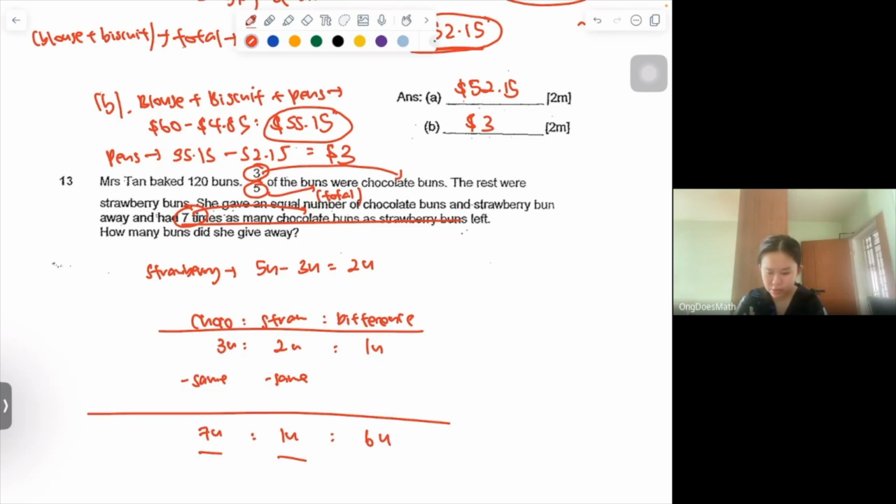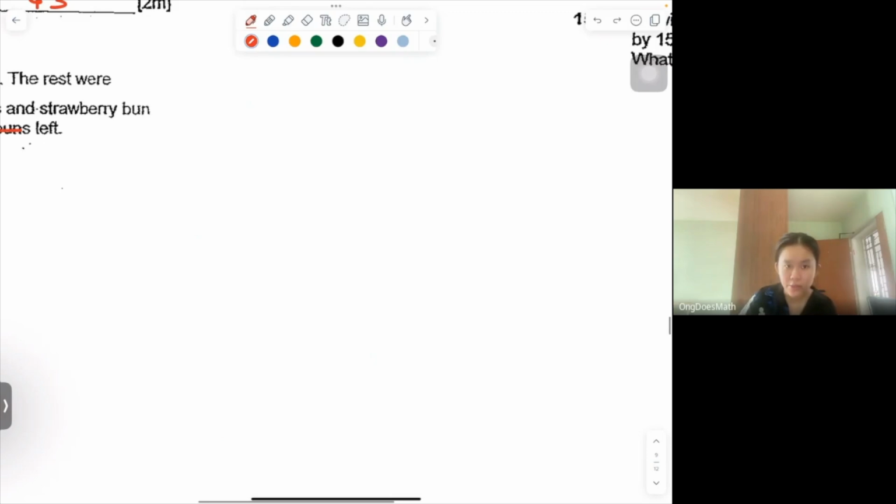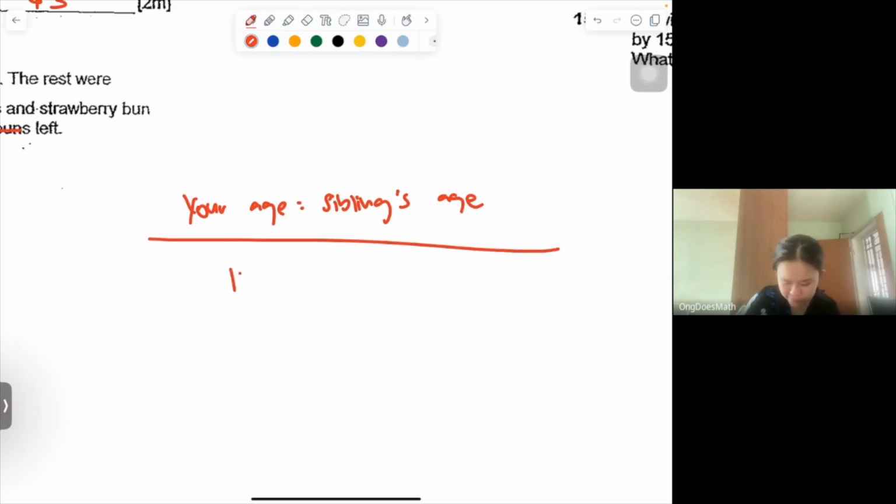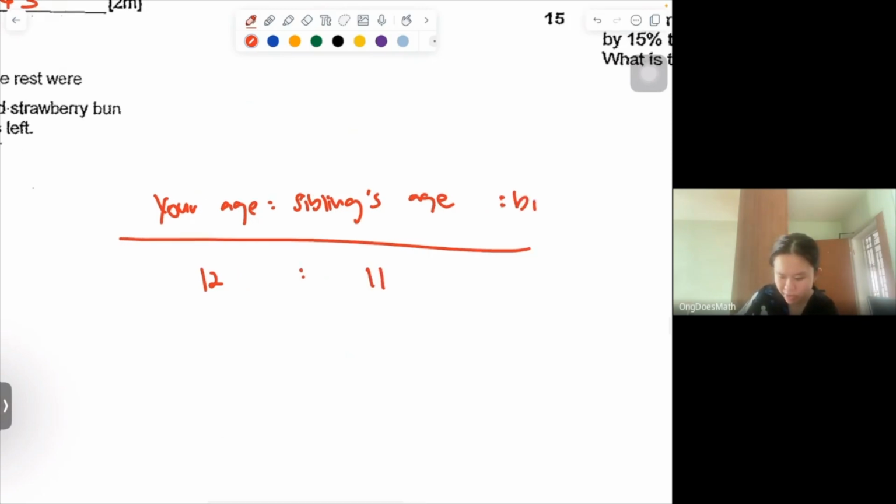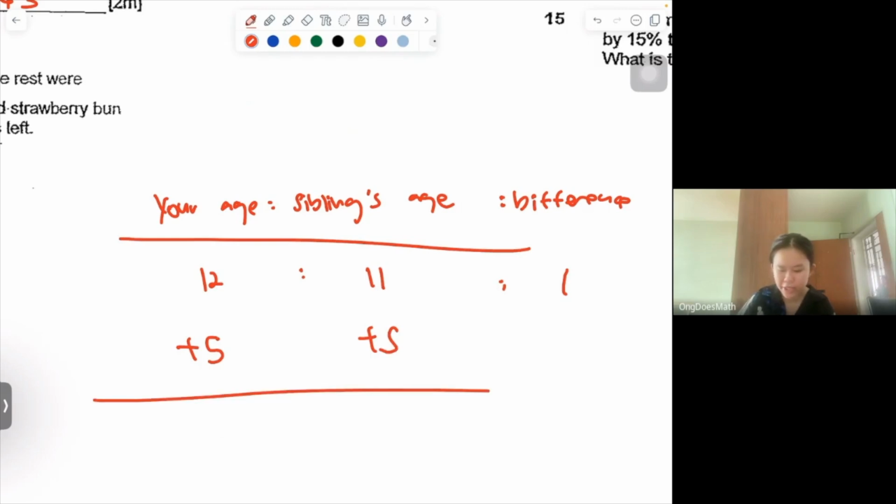Okay, so I'll teach you the concept of the same differences. So for instance, you have a sibling. So your age versus your sibling's age. So for instance, this year your age is 12 and your younger sibling's age is 11. So that's a difference of 1, right? 5 years later, your age will be 17 and your sibling's age will be 16. That's still a difference of 1, right?